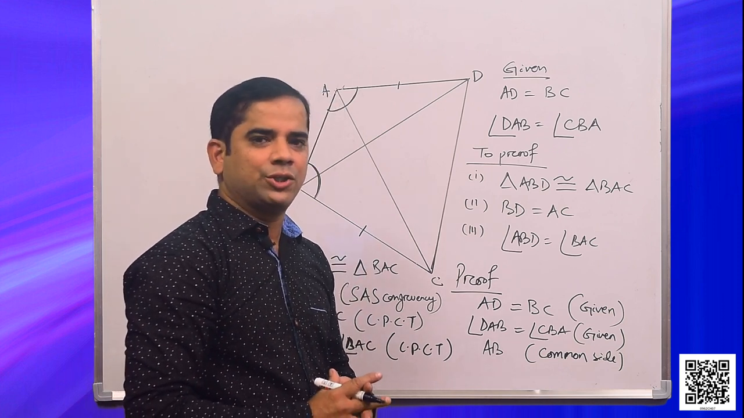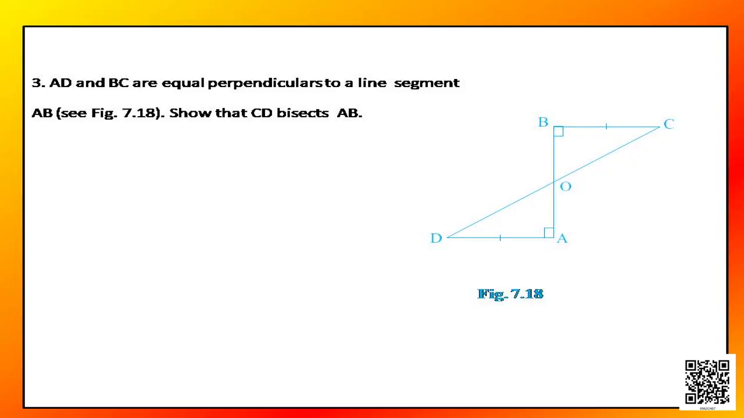Okay, hope you understood. Students, let's discuss question number 3. It says AD and BC are equal perpendiculars to a line segment AB. Show that CD bisects AB. Okay, let me draw the diagram first.